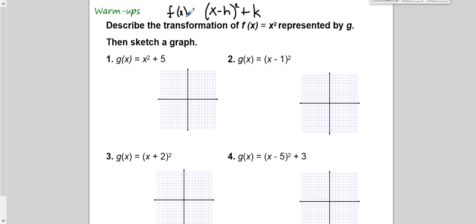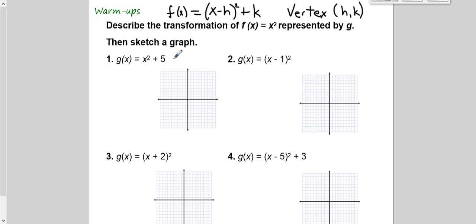H and k was your vertex. H is your horizontal shift left and right, the opposite of what it looks like it should be. So minus a number is going to go right, and plus a number is going to go left. But h, k is your vertex. So it tells you where your new vertex point is, and that's going to help us a lot with our graphs.